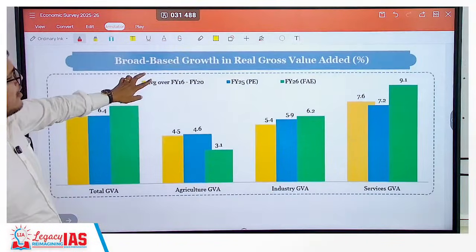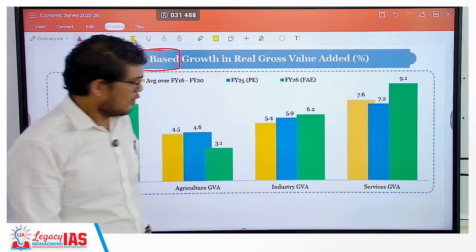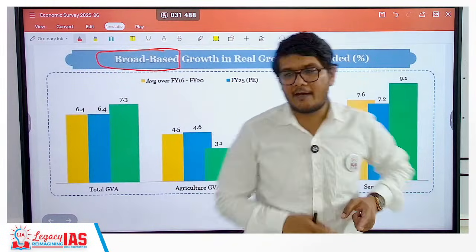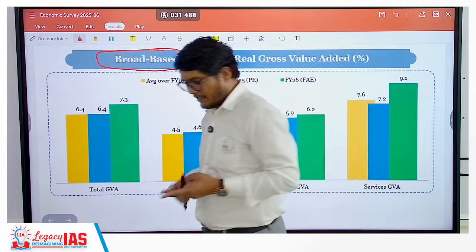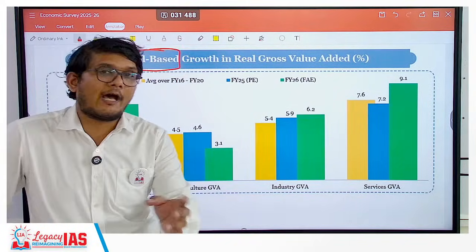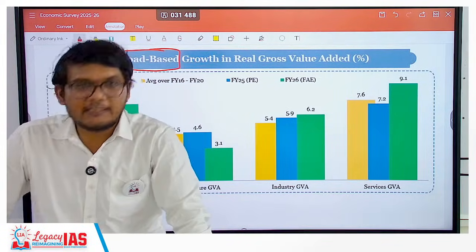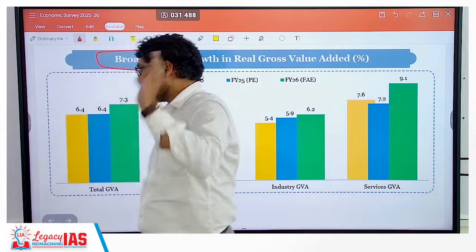Next, you have the broad-based growth that the economic survey talks about. So what sectors do we have? We have the primary sector, we have the secondary sector, and we have the tertiary sector. In the primary sector, you have, for example, agriculture. Secondary sector means the industrial sector. Then you have the services as the tertiary sector.